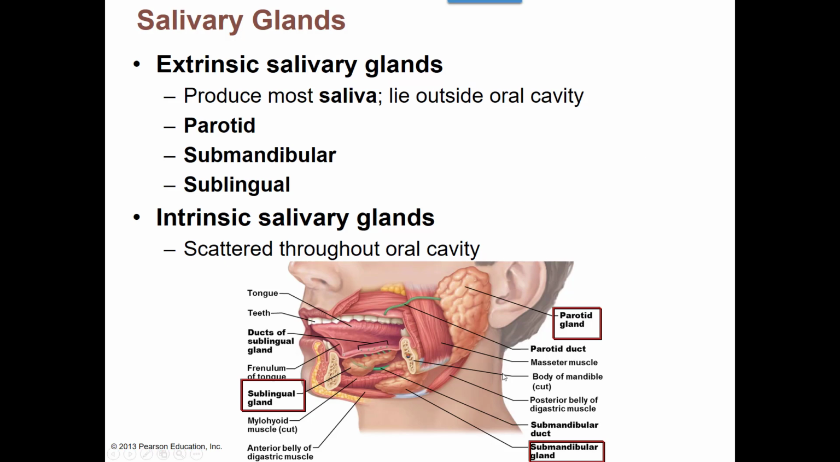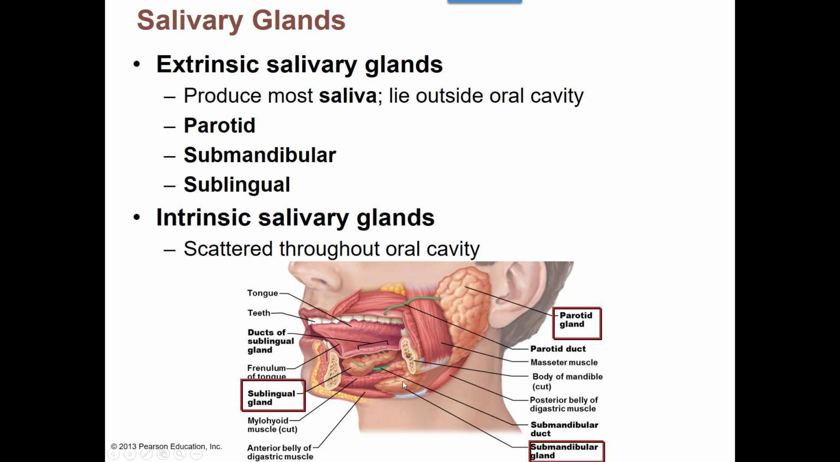You have a submandibular salivary gland. It's because it's right below the actual mandible. We kind of cut through the mandible right there, so you can see. It's the submandibular gland and the sublingual gland that's found right underneath the tongue. Sublingual means below the tongue.